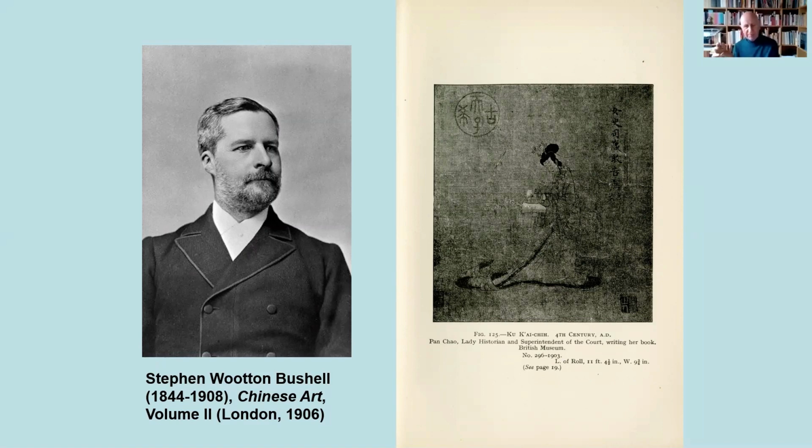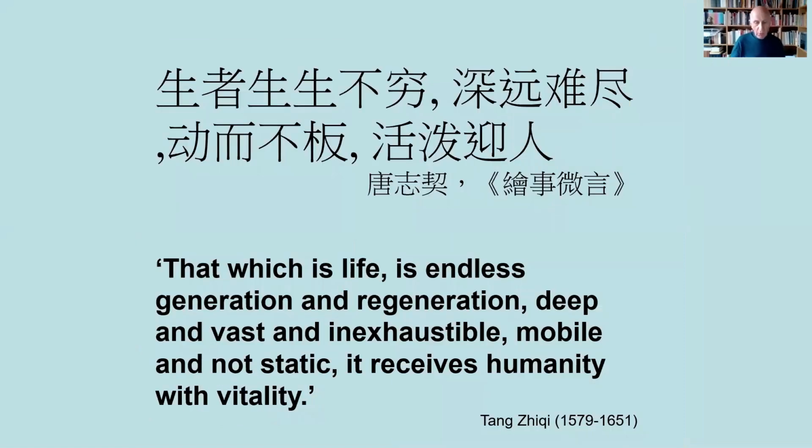Now, Cai Yuanpei begins at once by stating that the phrase is, in truth, difficult to explain, although he admits that many writers over time have done so. According to him, the Chinese writer who explains it most penetratingly is the early 17th century author on art, Tang Zhiqi. Tang Zhiqi, as quoted by Cai Yuanpei, has this to say about the third character of the phrase, about sheng, about life. That which is life is endless generation and regeneration, deep and vast and inexhaustible, mobile and not static. It receives humanity with vitality. Now, the phrase endless generation and regeneration is the crucial wording here.